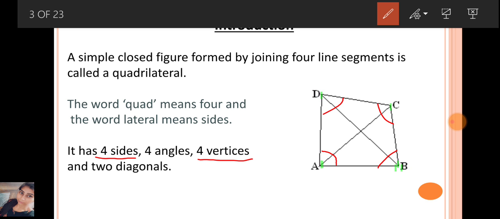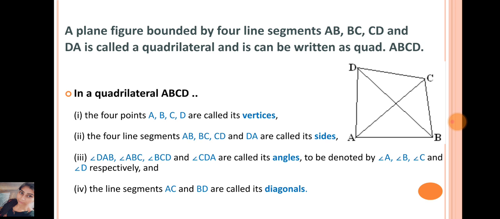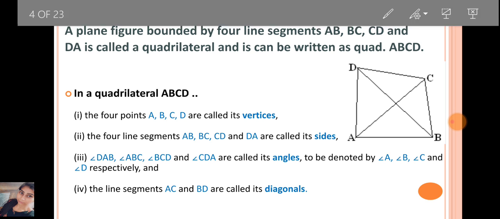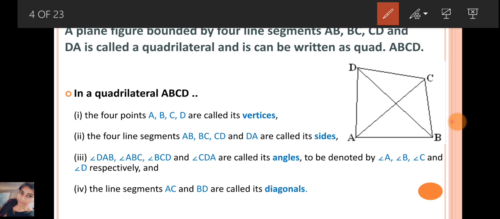Okay. So now the next part is the two diagonals. What are the two diagonals? This is one diagonal and this is the second diagonal. These are the two diagonals. So now I am going to take an example and explain this to you. Just see, here I have taken a quadrilateral ABCD, as you can see in the figure, and now I'm going to tell you the names of the vertices, the sides, angles and diagonals. So first just see the definition.